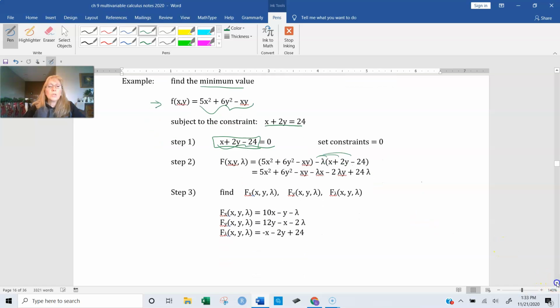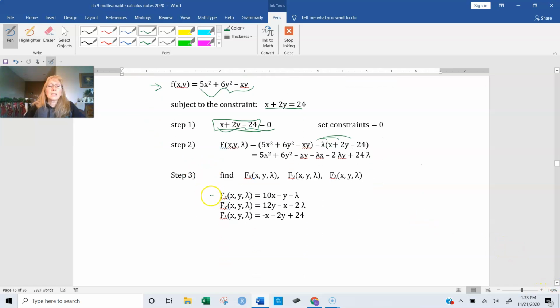So now we take the first derivative with respect to x, up here. So that's 10x, nothing, negative y, negative lambda, done. Then you take it with respect to y. So this is nothing, 12y, negative x, minus 2 lambda. Then you take it again with respect to lambda. So the first three go away, and you have negative x, negative 2y, plus 24. So these are the three derivatives that we need.